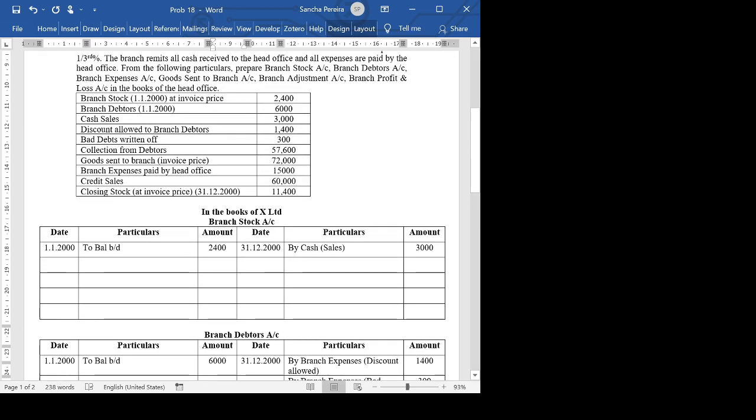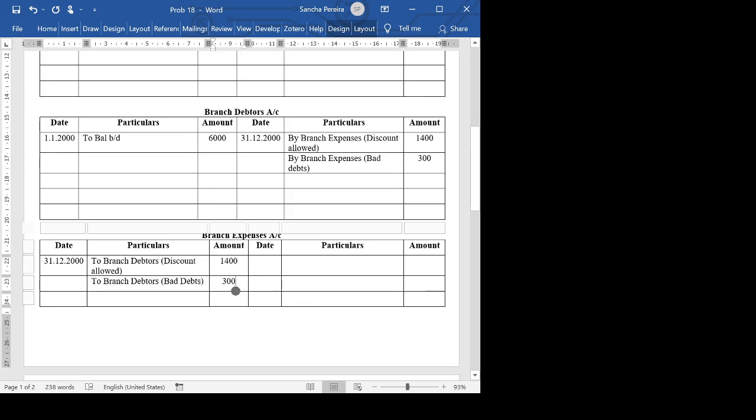Is this clear, everyone? Anyone has any questions with regard to this?